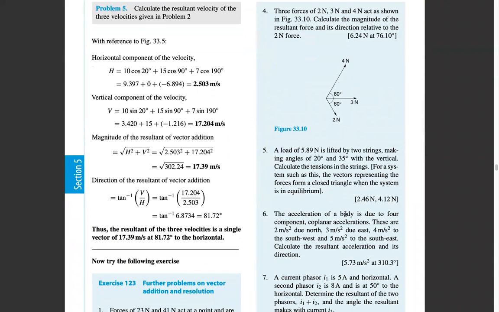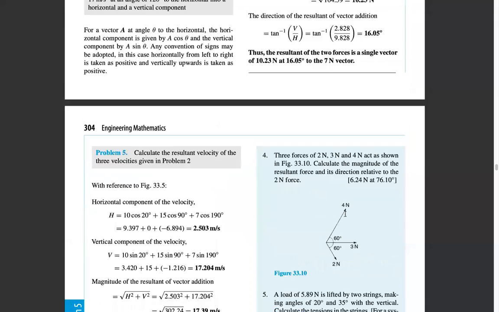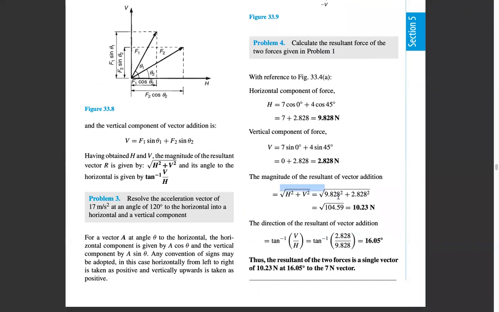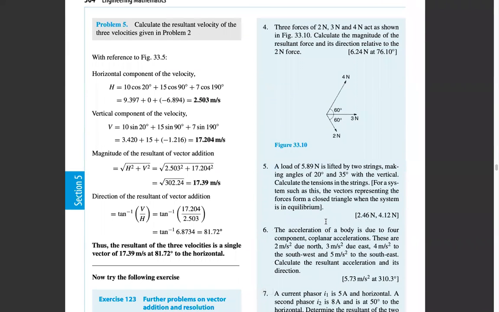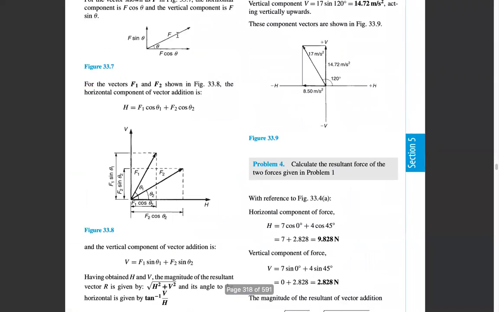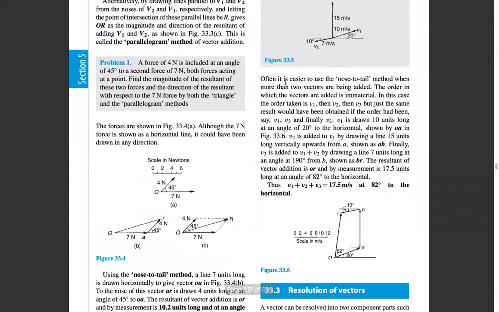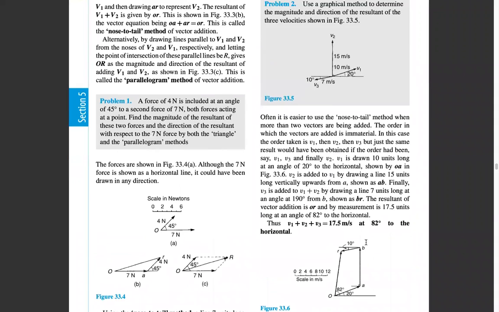The idea is the same. You just find the horizontal and vertical components of all of them, add them up, and plug it into these formulas here. All right, Pythagoras will give you the resultant, and arctan will give you the angle to the horizontal. Okay, we used it to add the three velocities in problem two. See, problem two, we had three velocities here, right? V1, V2, and V3.